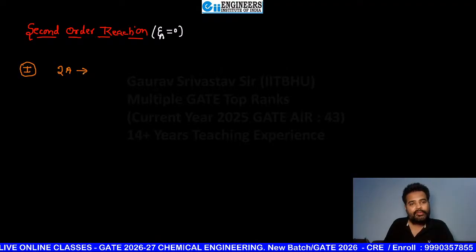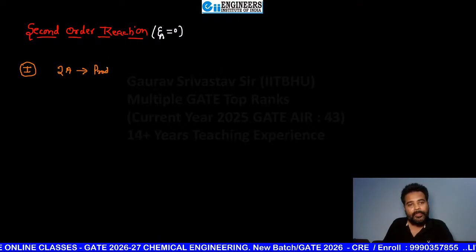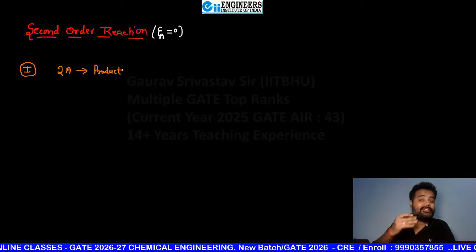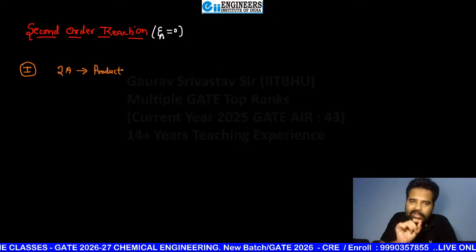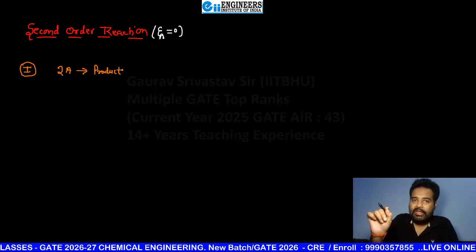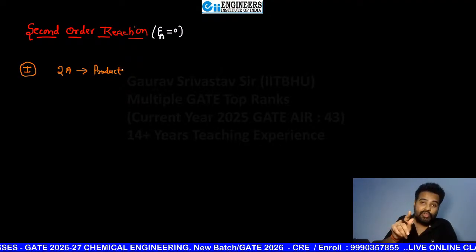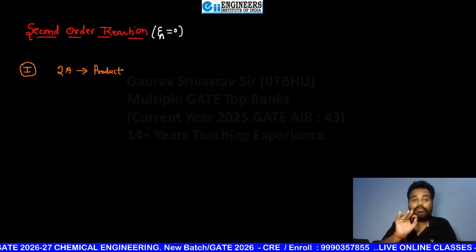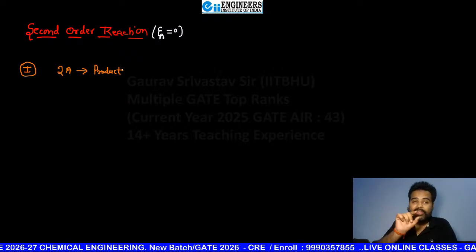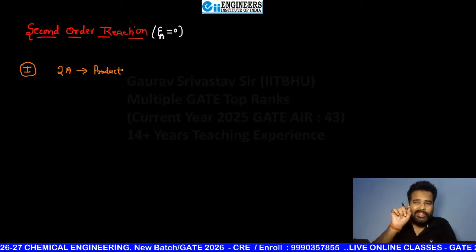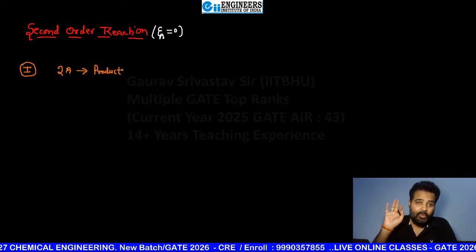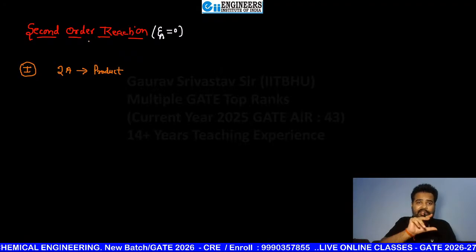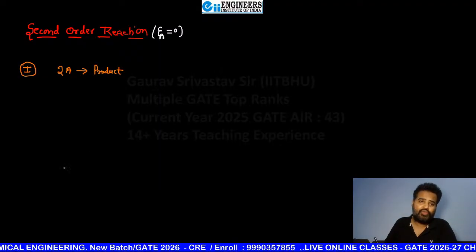2A is forming product. See beta, if epsilon A is 0, then on the right hand side they just mention the product. If epsilon A is not equal to 0, then for that type of question they have to mention on the product side the stoichiometric coefficient of each and every product. We are in the simplest first case, that is epsilon equal to 0, no need to worry here.